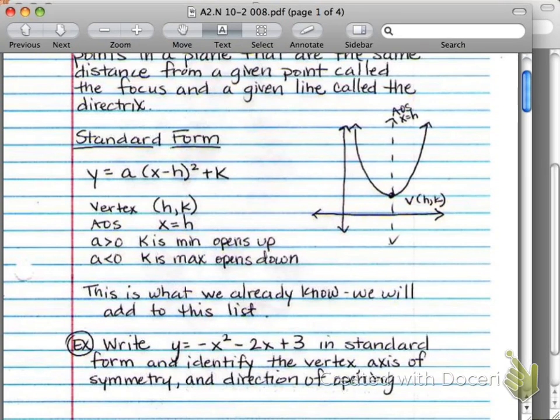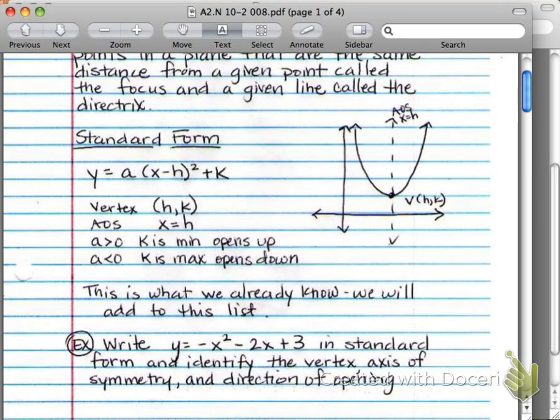The first thing we're going to do, though, is take our standard quadratic form, y equals ax squared plus bx plus c, and turn that into the standard vertex form, y equals a times (x minus h) squared plus k. Again, this is all review. Your vertex is at (h, k), assuming that this is just a normal parabola, and the axis of symmetry is at x equals h.